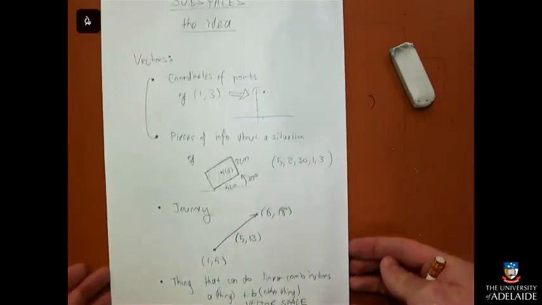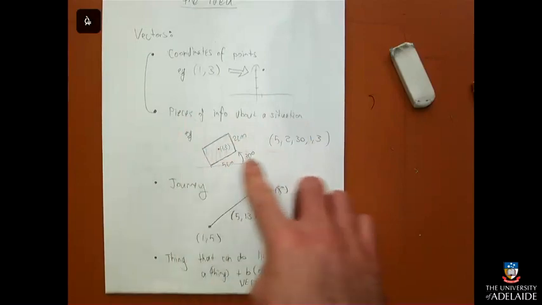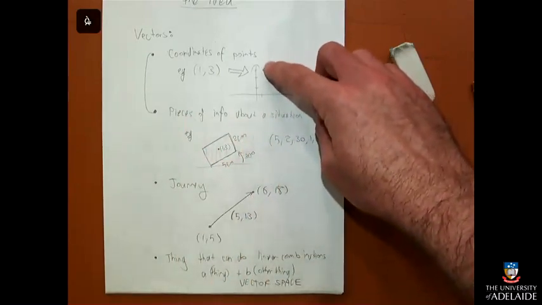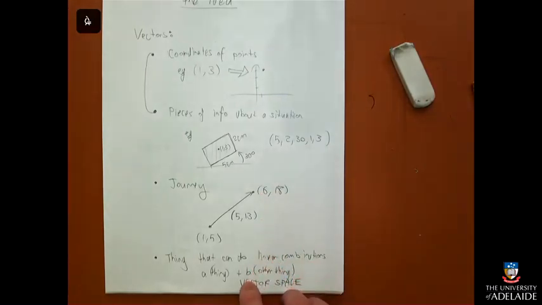So these are the different ideas. And other than this one, I'm not going to get into that one, but the geometry of points and the geometry of arrows and the thing that can do linear combinations, they are the ideas that make subspaces. Subspaces are made of.